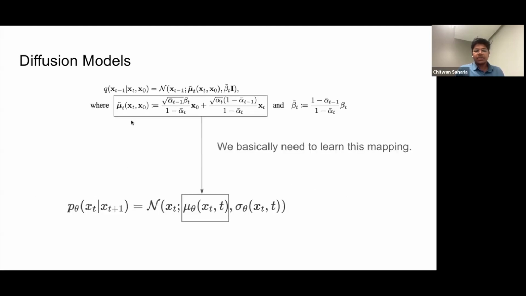So again, this is the mean that we have from the left side, and this is the mean that we talked about, the way we would parameterize the model. Again, this would be xt plus 1, by the way. But I think it actually follows well here, because here we have xt minus 1, so this should be xt. And we basically need to learn this mapping.